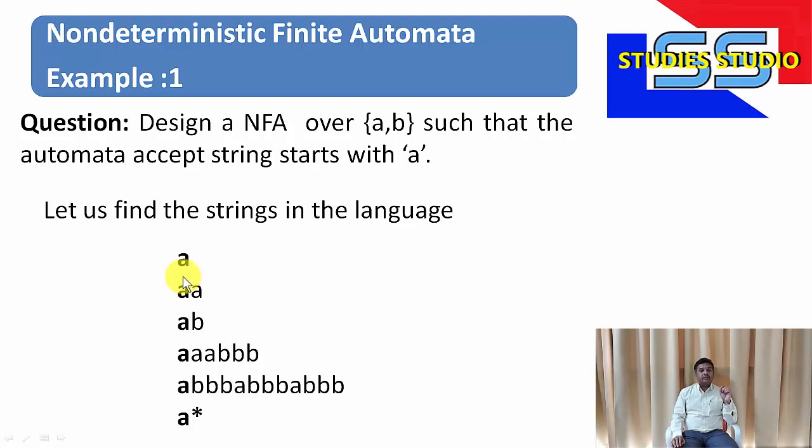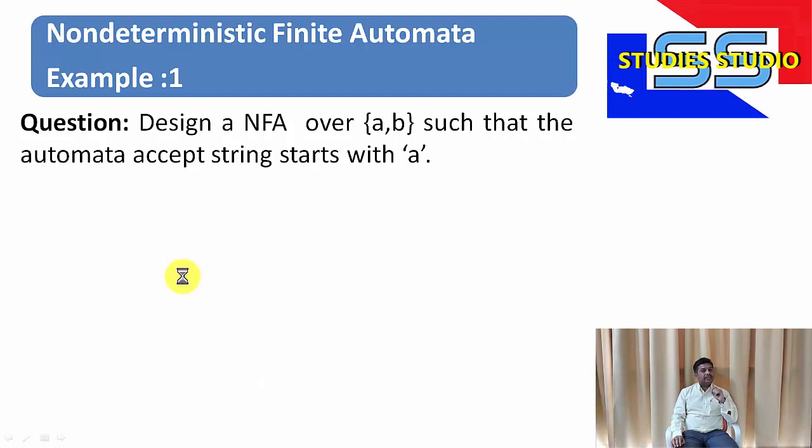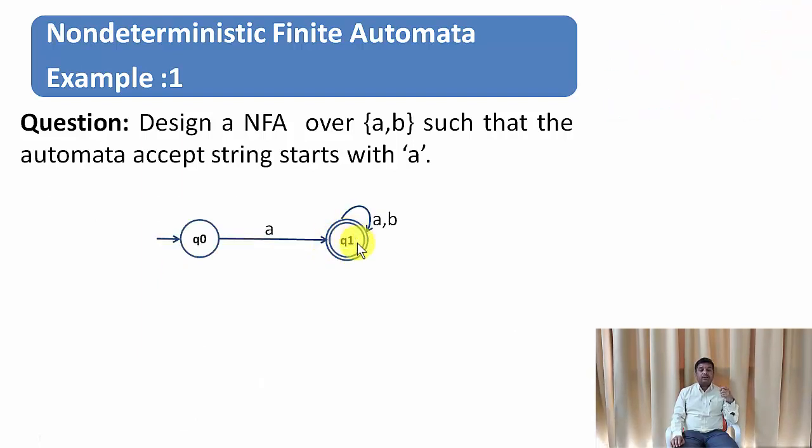So we start with a state Q0, which is the starting state, and on A it goes to Q1, and on Q1 we can give as many A's or as many B's. So we can put a self loop over here. This is the NFA which accepts strings starting with A. Unlike in DFA, we need not discuss anything about B in the starting state.